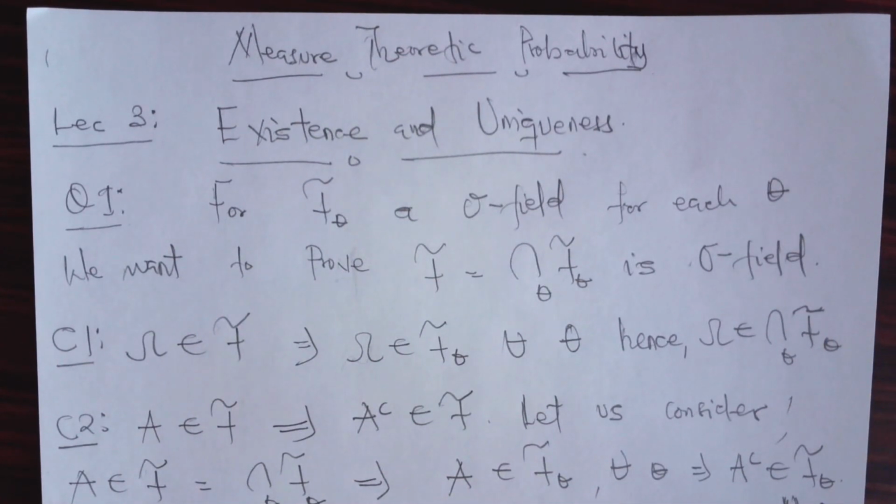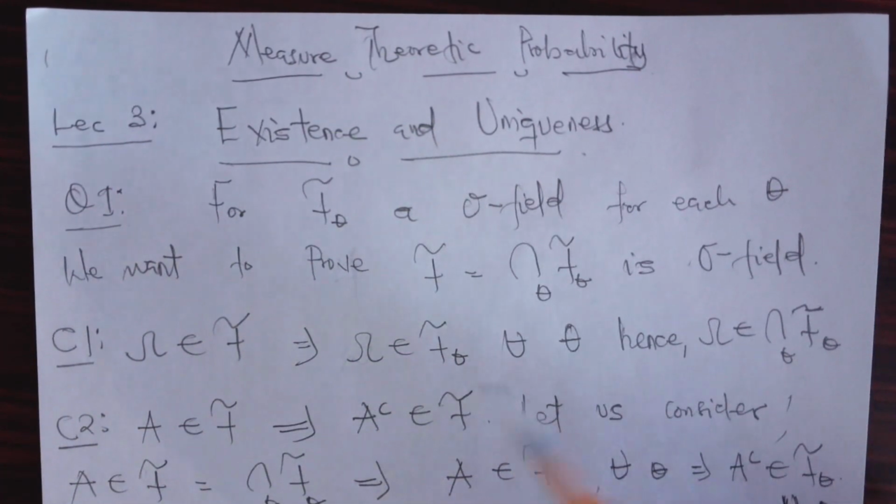So the first question was, we wanted to prove that F, which is the intersection of F theta, is a sigma field, for each F theta being a sigma field. For F to be a sigma field, the conditions for that class to be a sigma field need to be satisfied. The first condition is that we need to have the whole space belonging to F. Since F is the intersection of F theta, for which each F theta is a sigma field, then we know that omega belongs to each F theta.